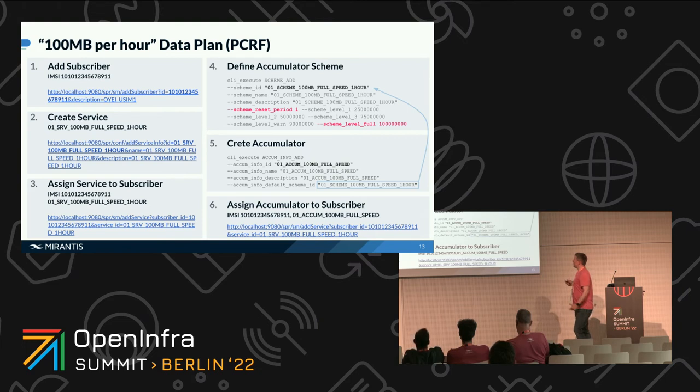accumulator schema. What is the accumulator schema? It's literally a kind of schema for the accumulator. It defines some levels for the accumulator. For instance, level full. This is 1 and 8 zeros, which is 100 million bytes, which is 100 megabytes. So this is exactly what we have here in the title. And we've got the reset period. This is the period of time for which the accumulator is valid and after which the accumulator is reset, right?